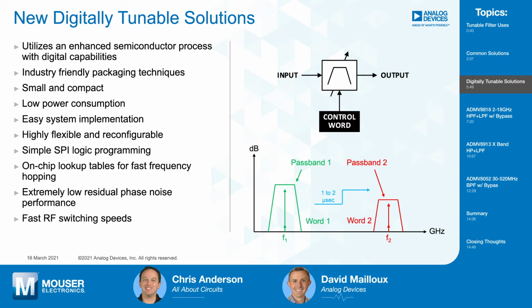So the new digitally tunable filters that we've introduced utilize an enhanced semiconductor process. We've also employed some industry-friendly packaging techniques, like a QFN, with typical sizes of 9 millimeters or even smaller. They have low power consumption. They're easy to implement because it's digital. You don't need that DAC solution or the Digipot solution. These are highly flexible and reconfigurable.